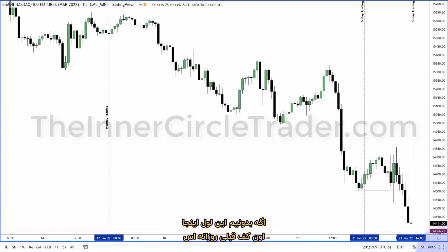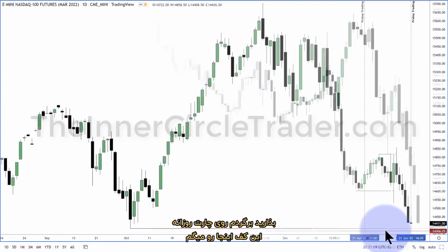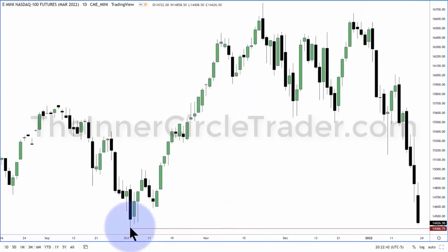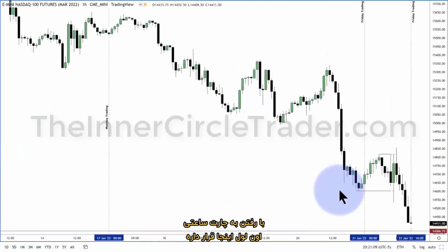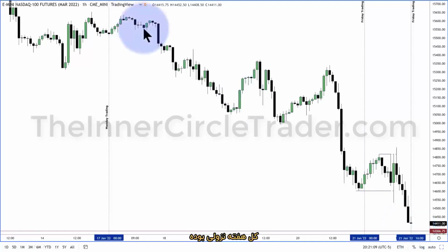So if we know that this level down here is the old daily low, and again, I'm going to take it back up to the daily chart, that's this low right here, okay? By dropping down into the hourly chart, that level is here. All I'm doing is transposing those daily levels right to this hourly chart. The entire week has been bearish. Okay, it's been going lower since the beginning.